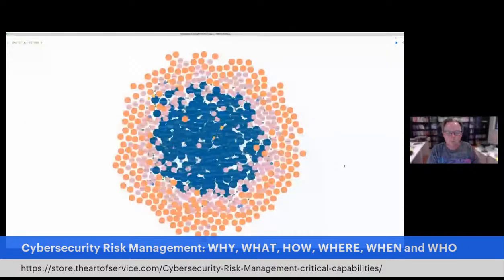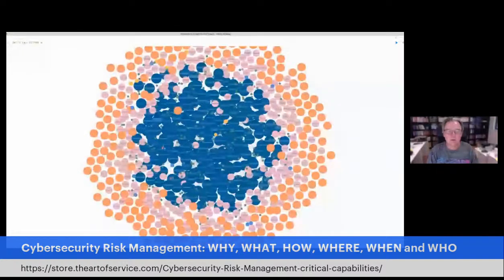What do you see? What are you looking at right now? Lots of pretty pictures. The blue balls in the middle, those are the critical capabilities. So those are the things that you need to be focusing on to have a successful cybersecurity risk management process in place that covers basically everything that you can imagine around cybersecurity. They're prioritized. That makes it a whole lot easier.